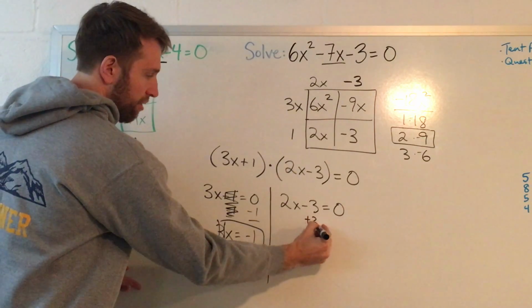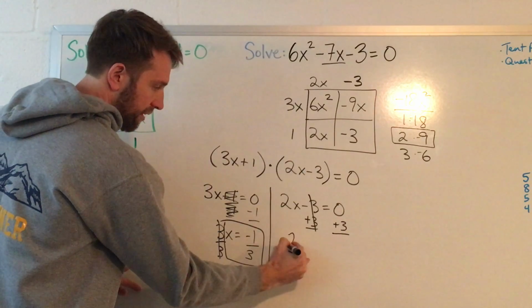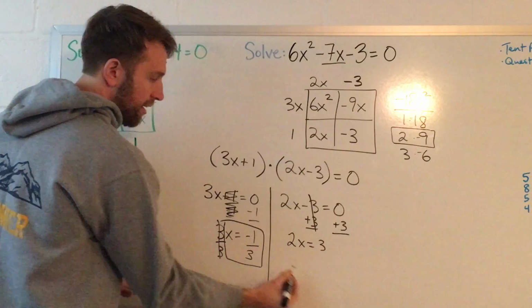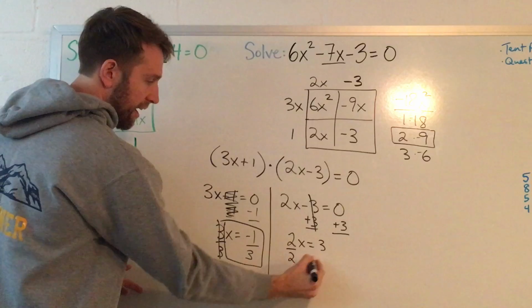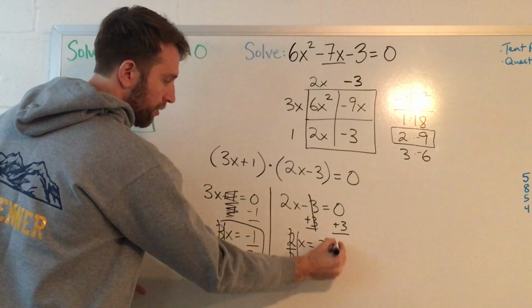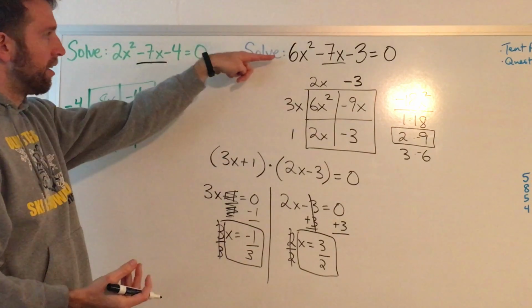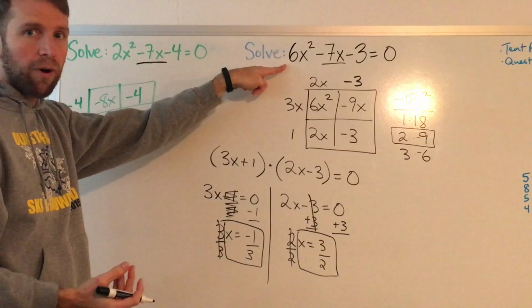Here I'm going to go ahead and add 3. Show you some basic algebra. Gets rid of that. I get 2x is equal to 3. Get the x by itself by dividing by 2, dividing by 2. And x is equal to 3/2. So I've solved for both of the x's that work for this quadratic problem.